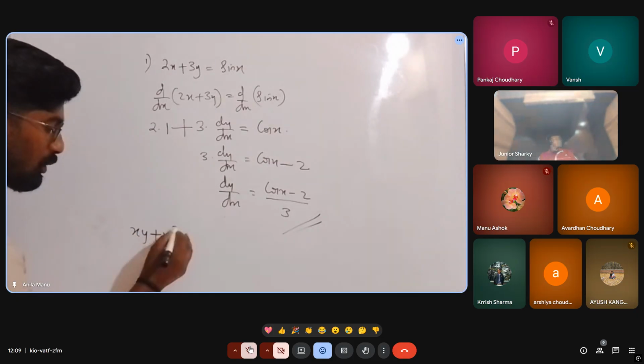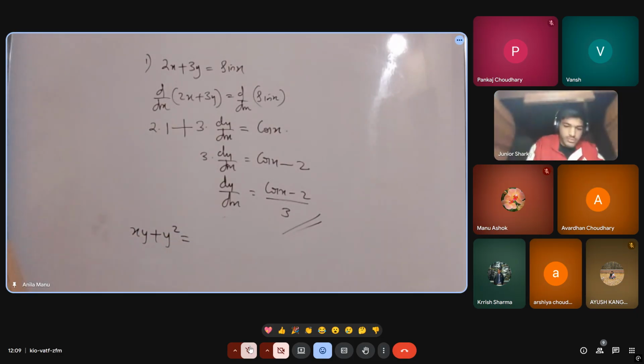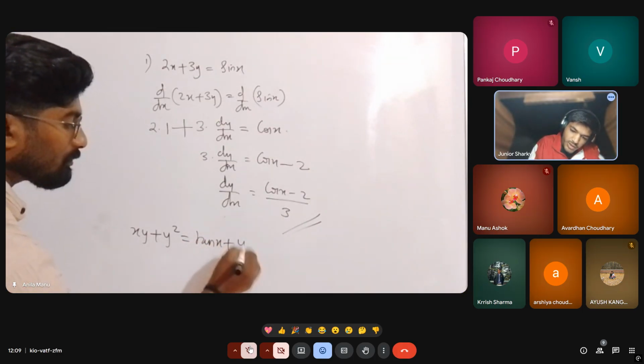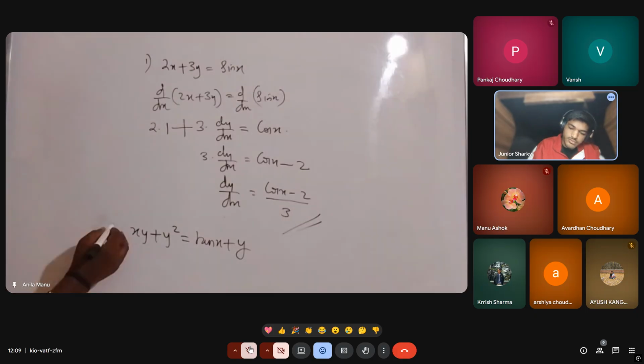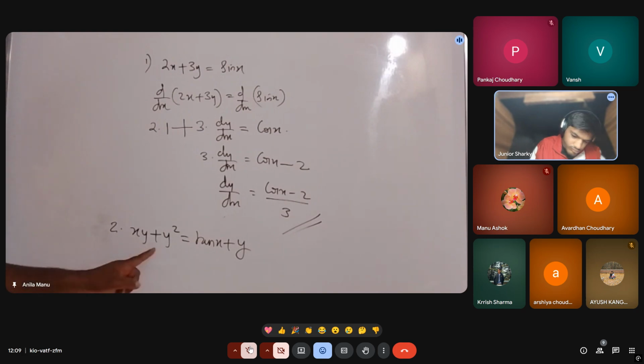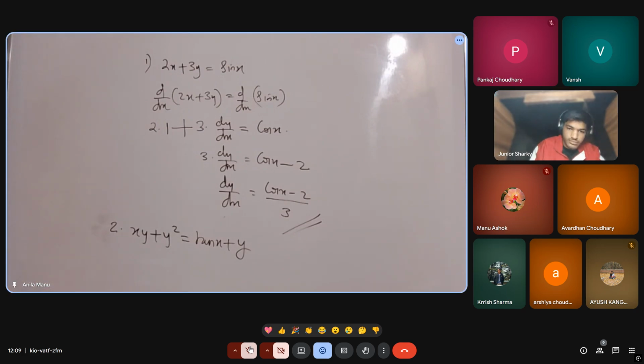xy plus y square is equal to tan x plus y.